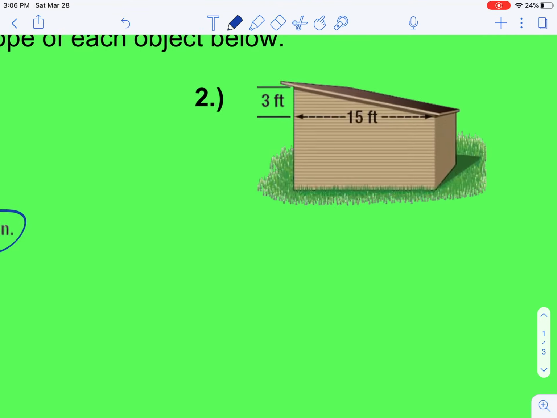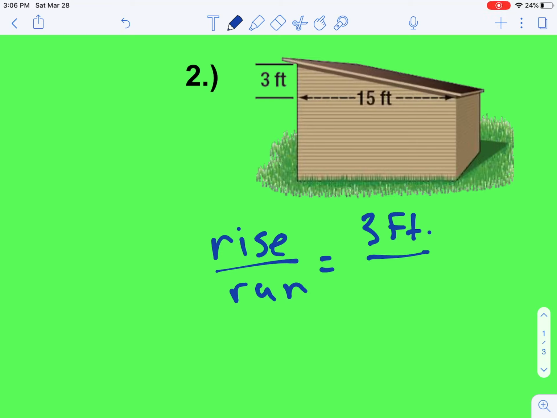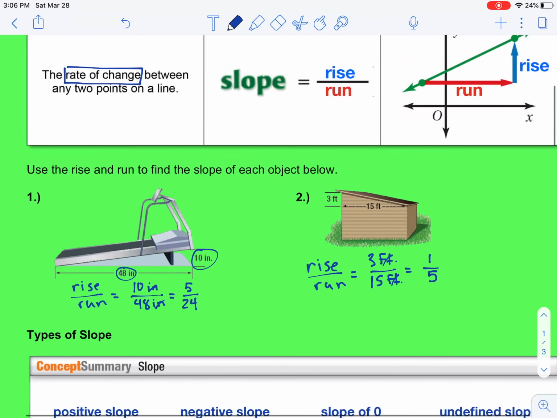Number 2, I've got a roof of like a shed. So slope is rise over run. The rise is 3 feet, and the run is 15 feet. Those labels are going to cancel each other out. If I simplify, I have 1/5. And we're going to keep it like that, 1/5. It is important when you're doing slope that you keep them as fractions and not decimals. It's going to make it easier when we graph, which we're going to see in a little bit.